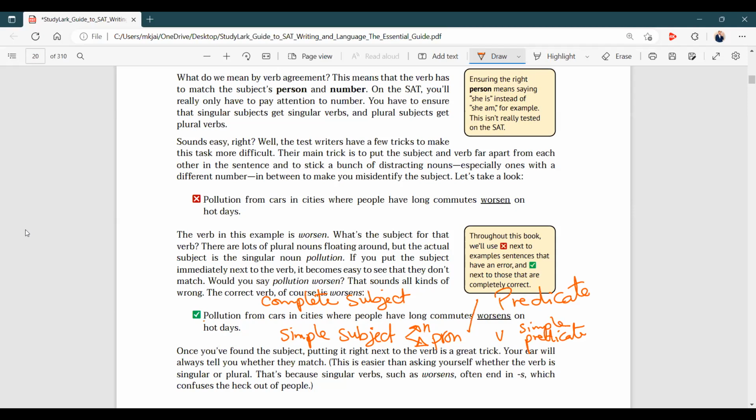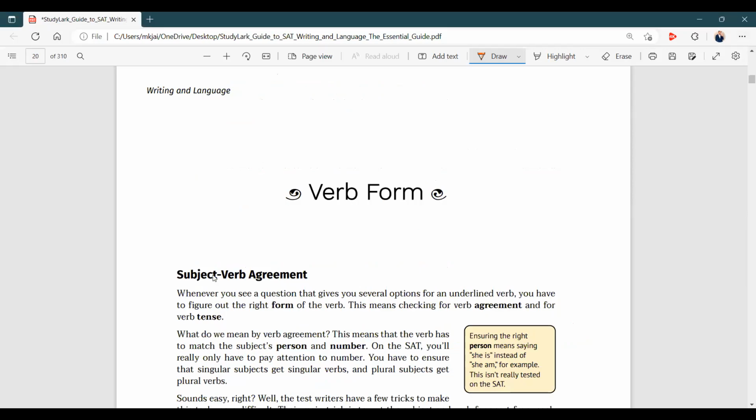So subject-verb agreement, what does it mean? The subject must agree with its verb in number. What does this mean? Singular subjects take singular verbs, and plural subjects take plural verbs. That's what I mean by agreement. They should agree in number. So is it that simple?